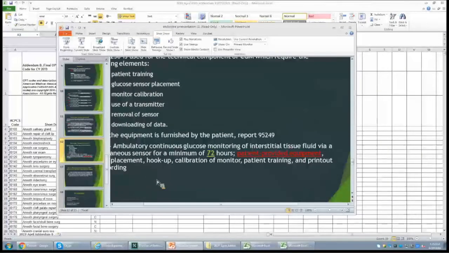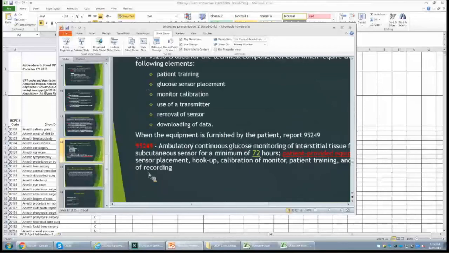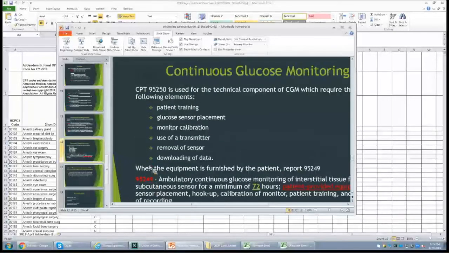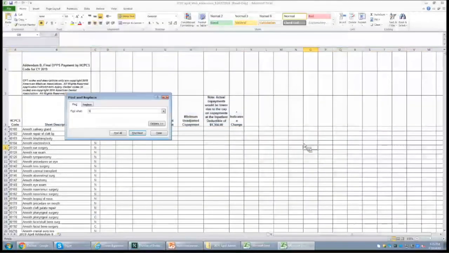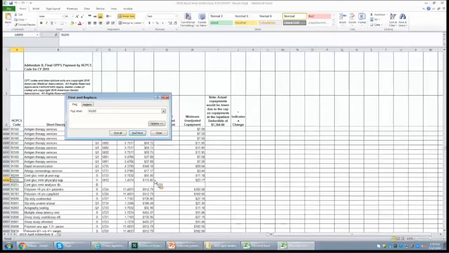What was the code again, do you remember? Which one? Okay, 95250. That's what it is? 95250? That was it? Yeah, 95250. Okay.